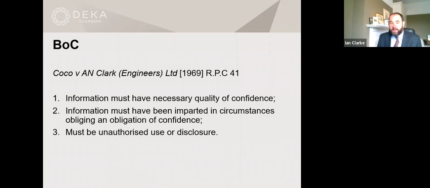Very quickly, I will touch upon breach of confidence, because you see these running in tandem often, although not always correctly, I would suggest. So how do you get a breach of confidence claim going? Well, the information must have the necessary quality of confidence about it. Trivial, useless information is not going to attract that quality of confidence. If it does, the next question is whether that information was imparted to the defendant in circumstances importing an obligation of confidence.